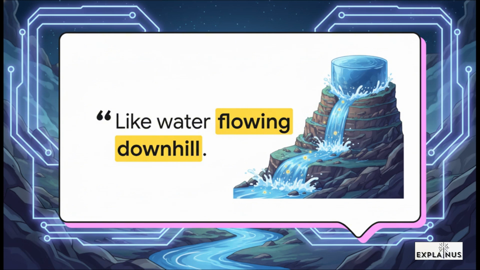Honestly, the best way to picture this whole thing is with water. Voltage is like the height of a hill. It creates the potential, the pressure. And the current? Well, that's the actual river of water flowing down that hill. Just like water, electrons naturally flow from a place of high potential to low potential.